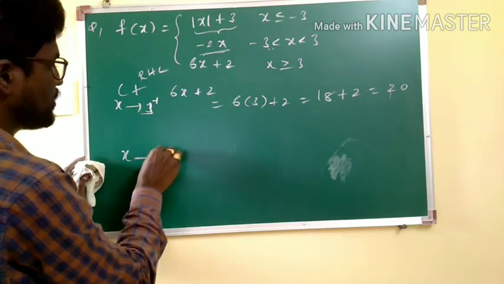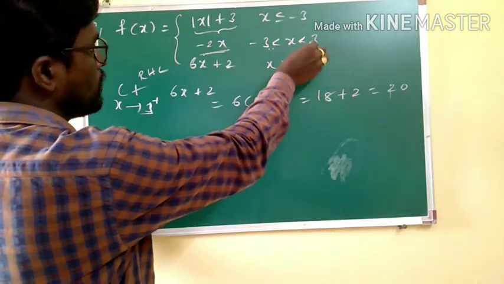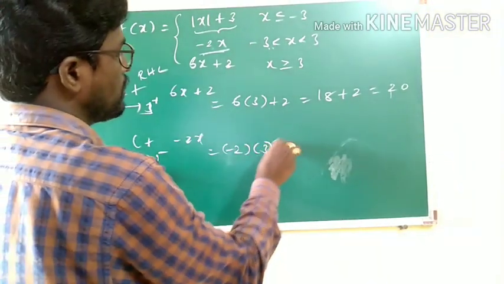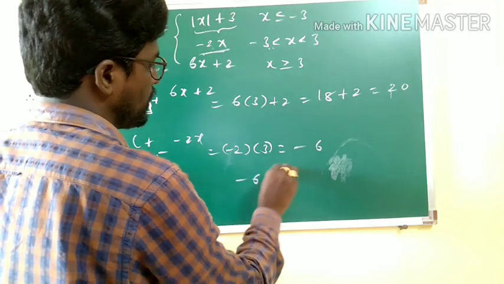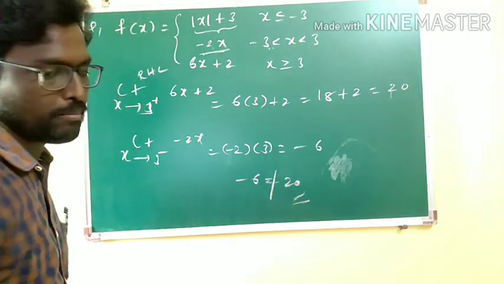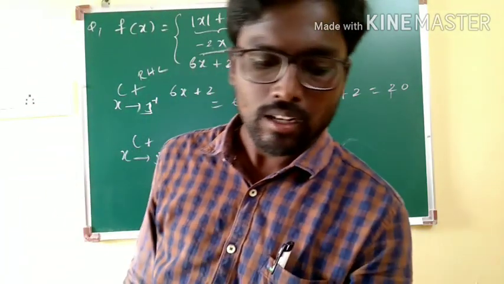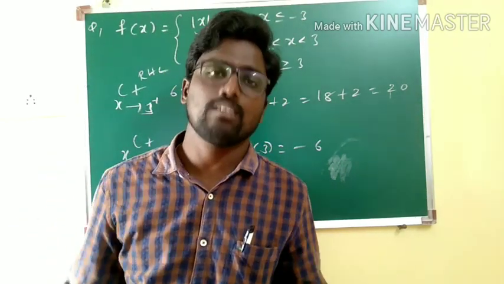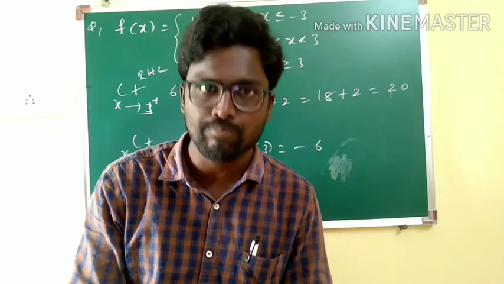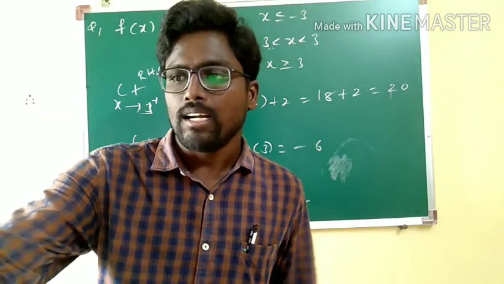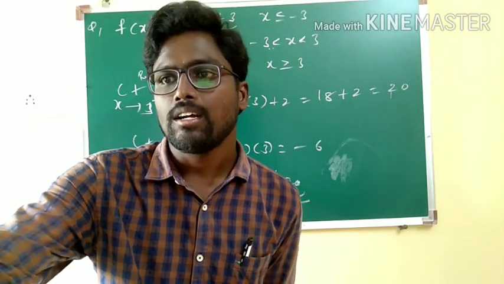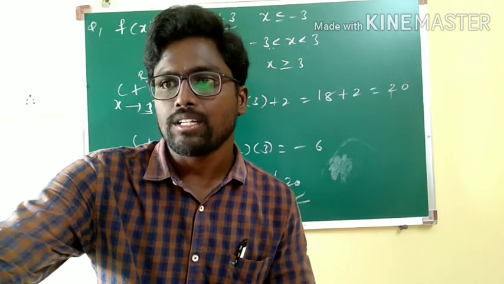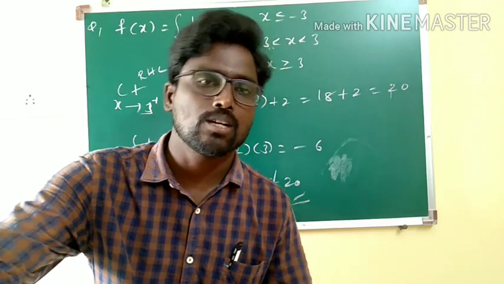What is the left hand limit? For 3 minus, the suitable function is minus 2x. So minus 2 into 3, which is equal to minus 6. Here minus 6 is not equal to 20, which means the left hand limit is not equal to the right hand limit. Very clearly the limit doesn't exist, so we need not check the function value at x equal to 3, and hence at x equal to 3 the function is not continuous. Therefore we say the point of discontinuity is x equal to 3.